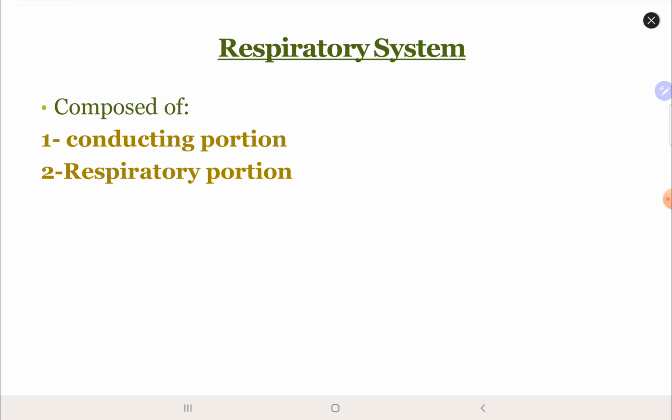So we have anatomically two portions, the conducting portion and the respiratory portion. The conducting portion, from its name, is that part of the respiratory system that conveys the air from the outside environment to the lung and to the rest of the body. While the respiratory portion, again from its name, is that part of the respiratory system that is responsible for the respiration process or the exchange of gases.